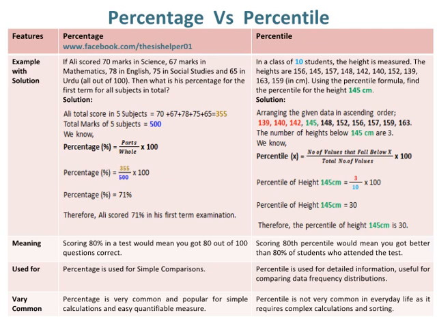Scoring 80% in a test would mean you got 80 out of 100 questions correct. Whereas scoring in the 80th percentile would mean you did better than 80% of the students who attended the test.